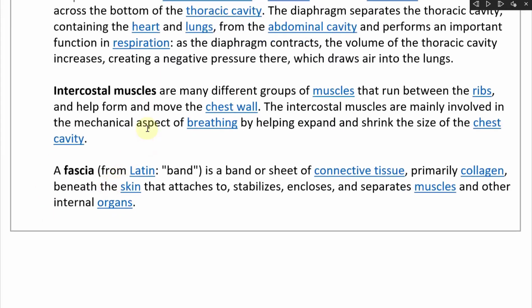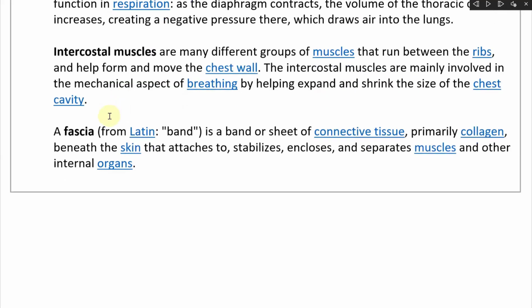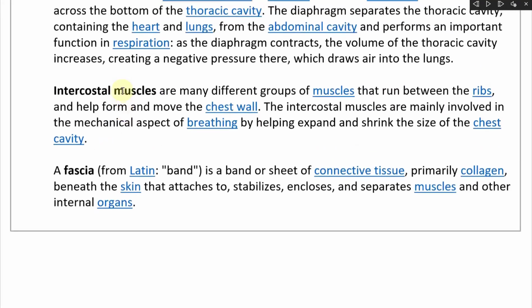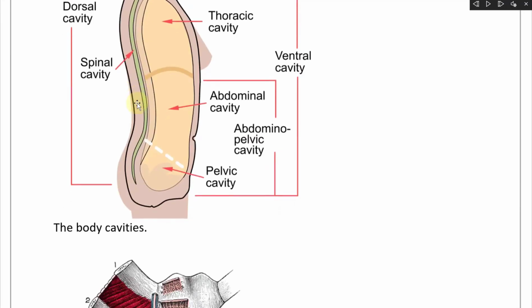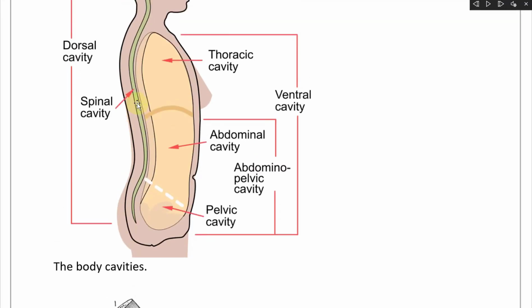The intercostal muscles are many different groups of muscles that run between the ribs and help form and move the chest wall. The intercostal muscles are mainly involved in the mechanical aspect of breathing by helping expand and shrink the size of the chest cavity. Yes, you can use these muscles for quiet breathing, as opposed to big inhalation and exhalation via the diaphragm. So anyways, here are the body cavities right here.